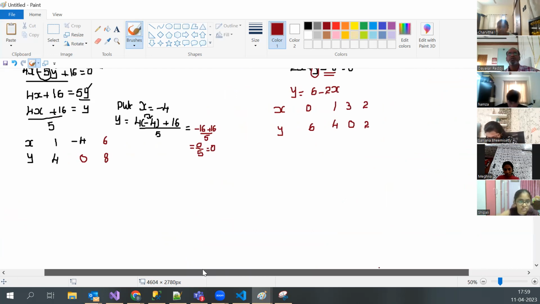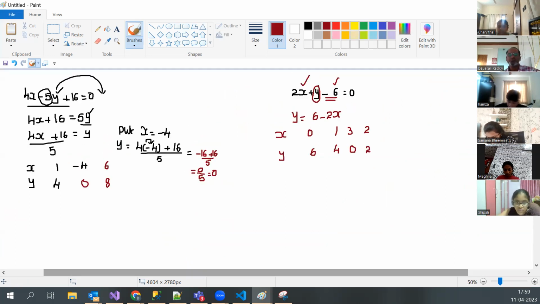Please copy and try to plot these points on the graph sheet. The call will disconnect. We'll join in 5 minutes.